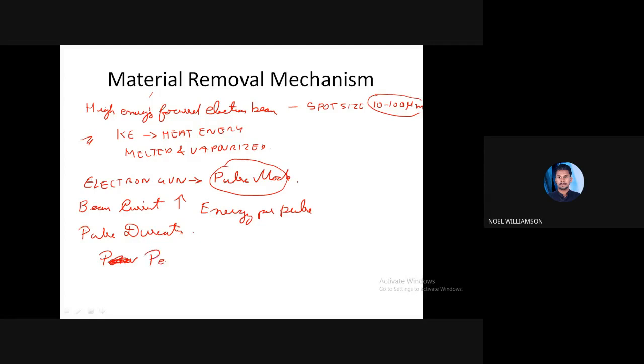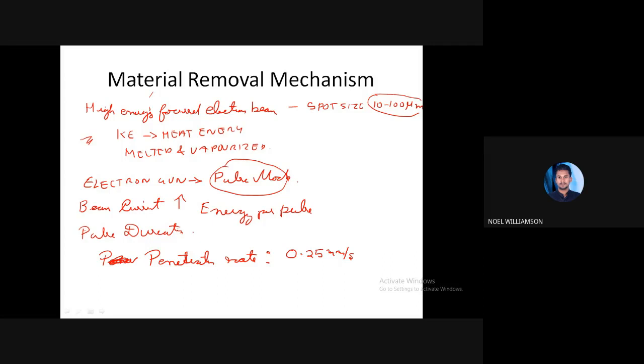The general value of the penetration rate is almost around 0.25 mm per second. This can be achieved using the electron beam machining operation. So these are about the material removal mechanism.